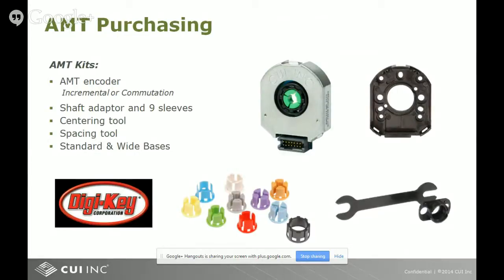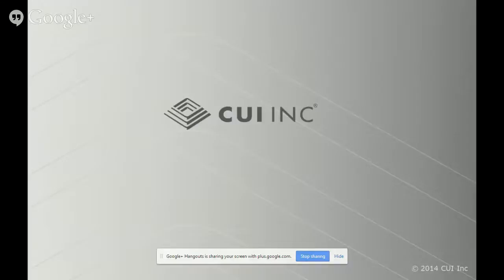Purchasing these units are all, or will all, when the AMT31 is released, be available at Digi-Key and on the shelf. We have great kits that work well in the design process, where you get the AMT encoder, the shaft adapters, the sleeves, all the tools you need, and then the different bases.